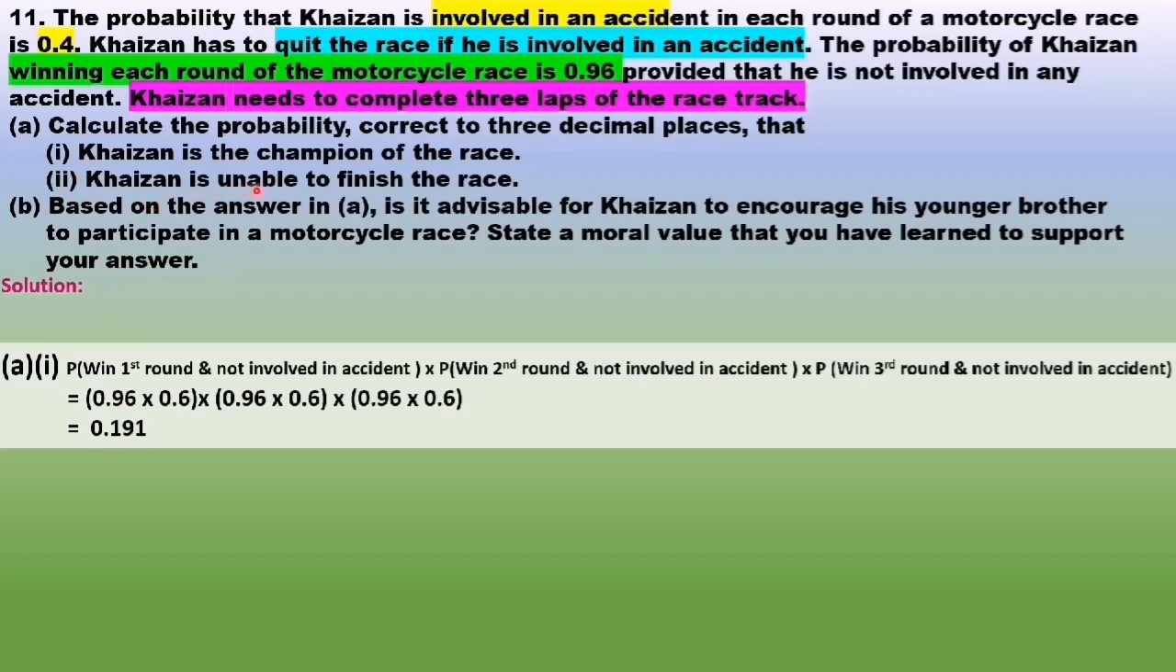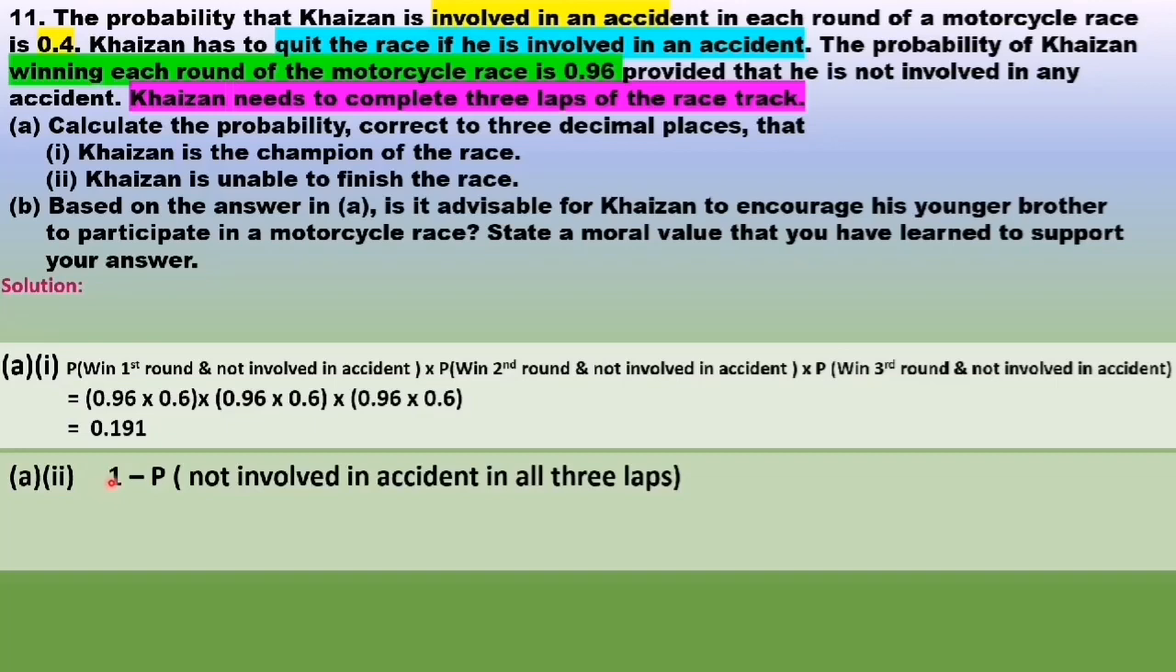Second, Kaizang is unable to finish the race. One minus probability Kaizang is not involved in an accident in all 3 laps. 1 minus 0.6 times 0.6 times 0.6 equals 0.784.